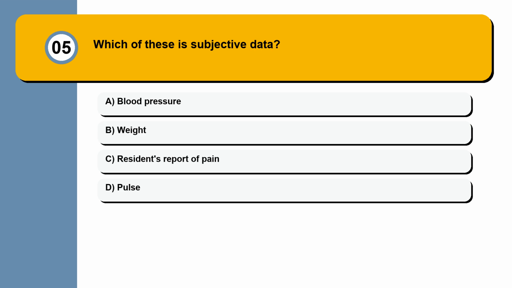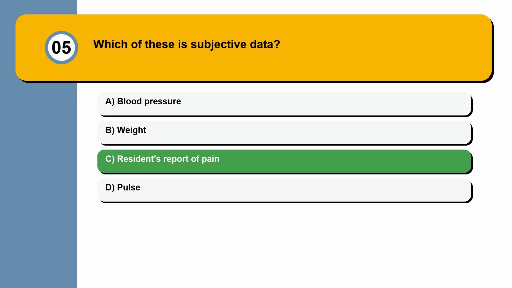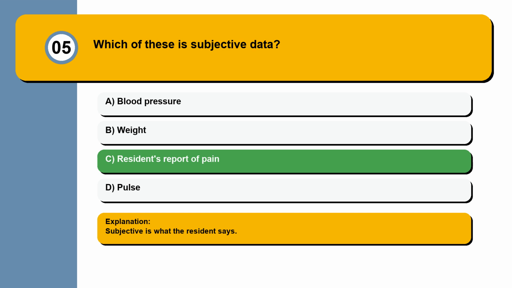Question 5. Which of these is subjective data? Blood pressure, weight, resident's report of pain, pulse. Subjective is what the resident says.